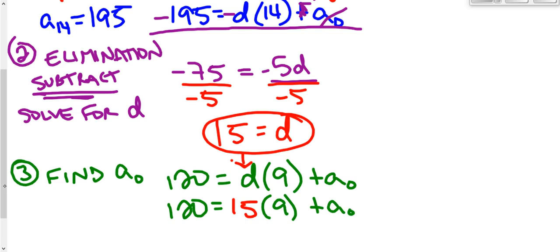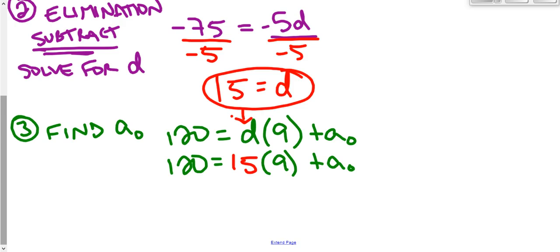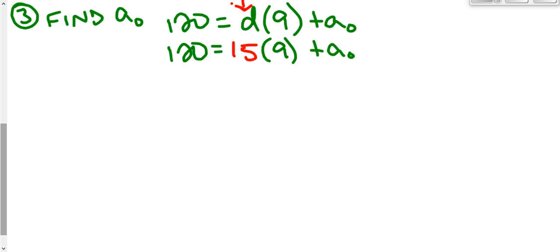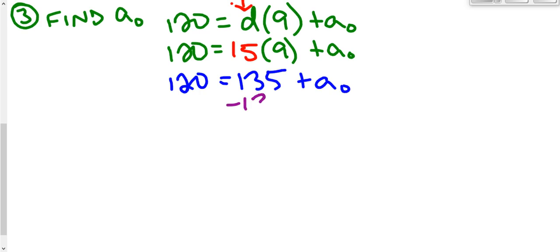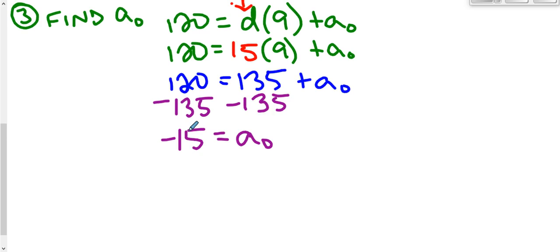And I'm going to be able to go ahead and solve for a sub 0 because now it's the only piece of missing information in this problem. So let's go ahead and do that. So 120 is going to equal 15 times 9. 15 times 9 is 135, and then we have to add a sub 0. We want to get a sub 0 alone though, so we're going to go ahead and subtract 135 from both sides, minus 135, and we end up with this a sub 0 on its own on the right, and on the left we end up with the number negative 15. So it looks like our very first term was the number negative 15.